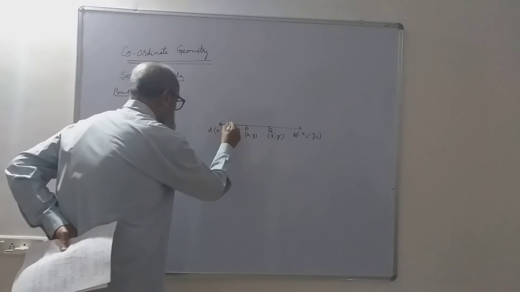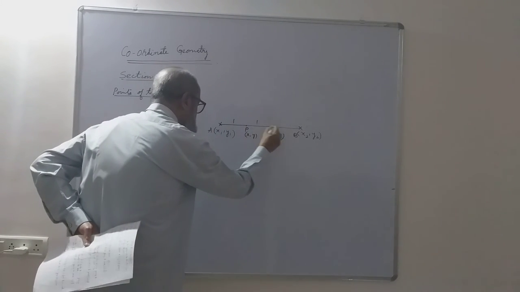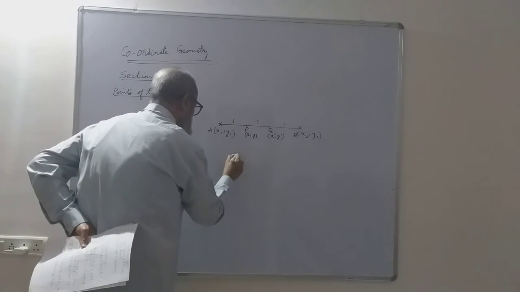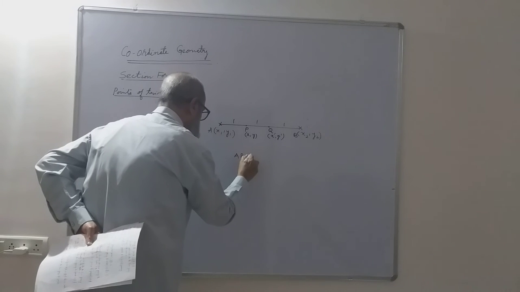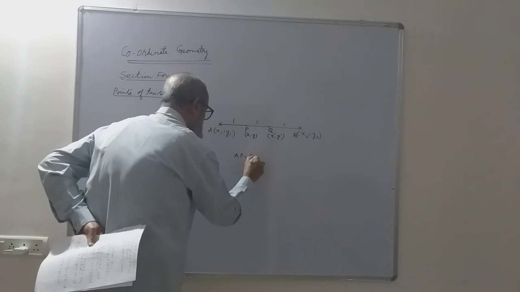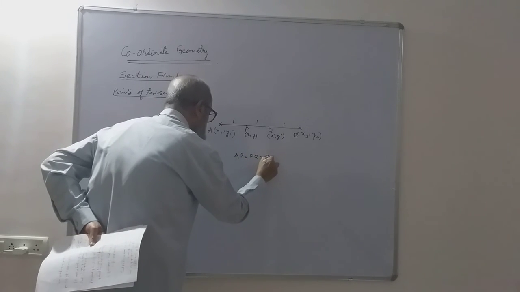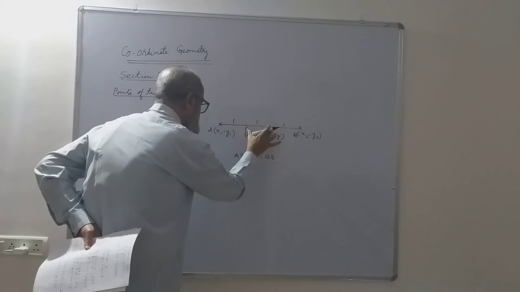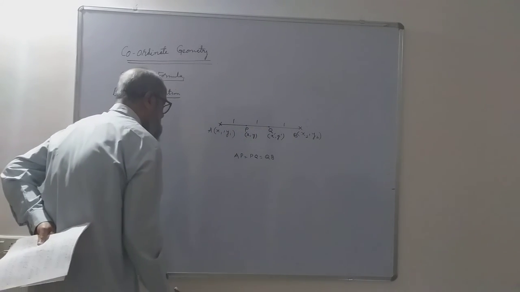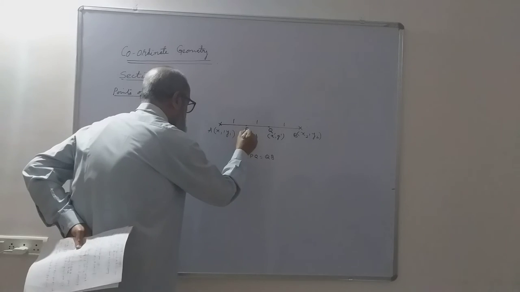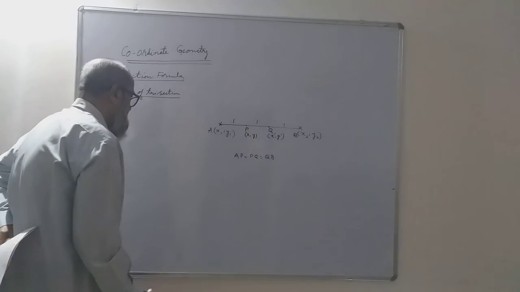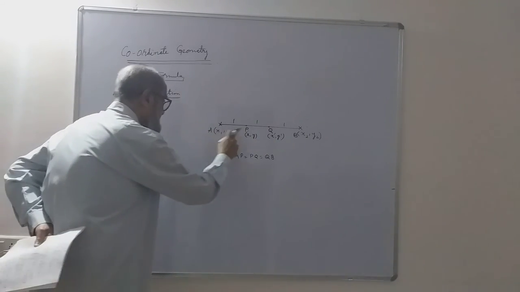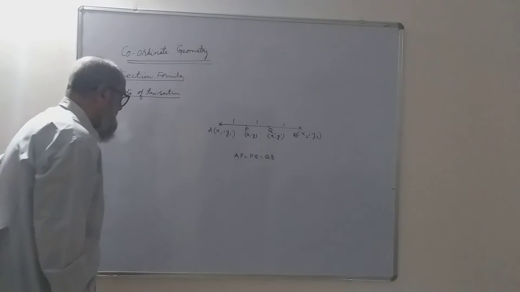Now the ratio in which they cut is 1:1:1. That is, AP is equal to PQ is equal to QB. They are equal. Then we say these two points are the points of trisection of this line joining the points A and B.